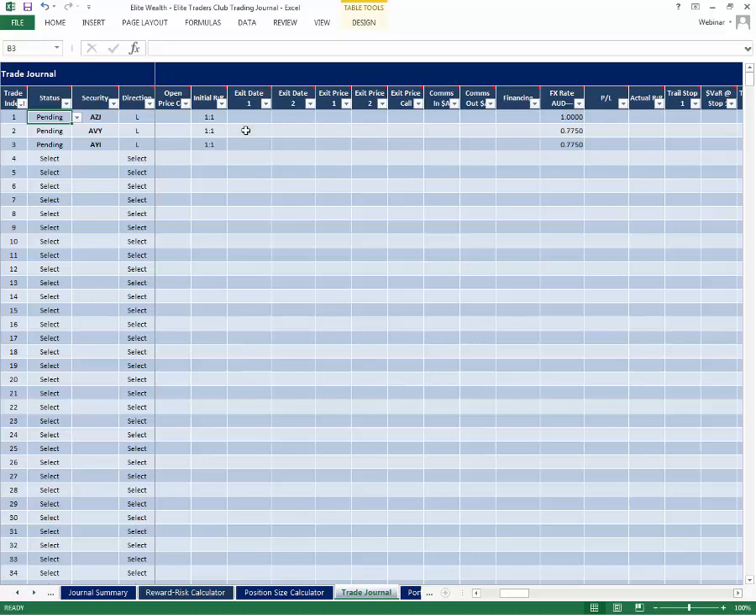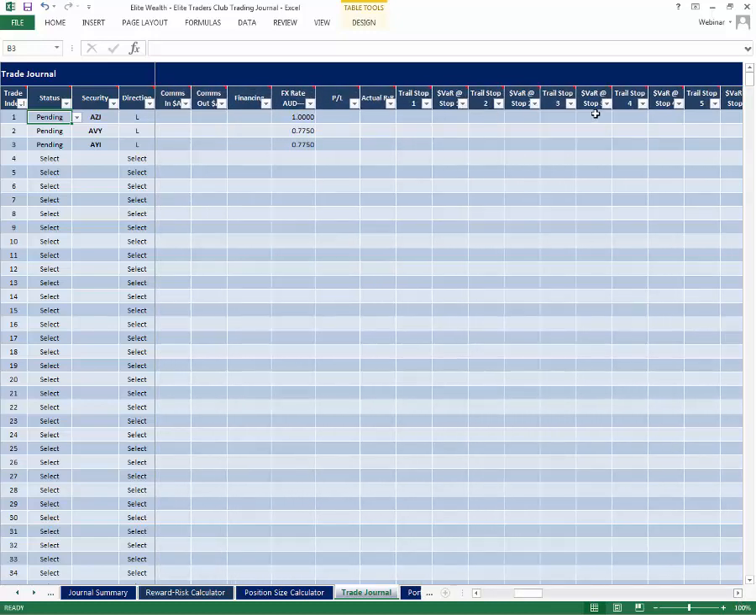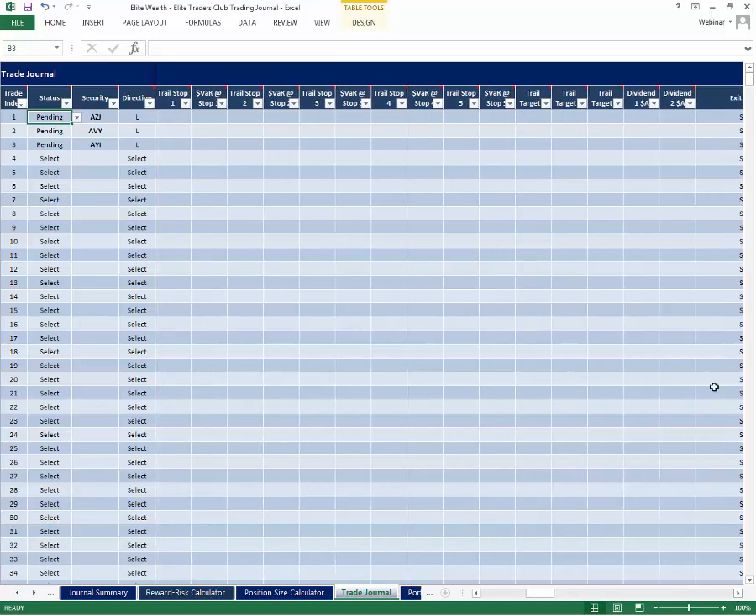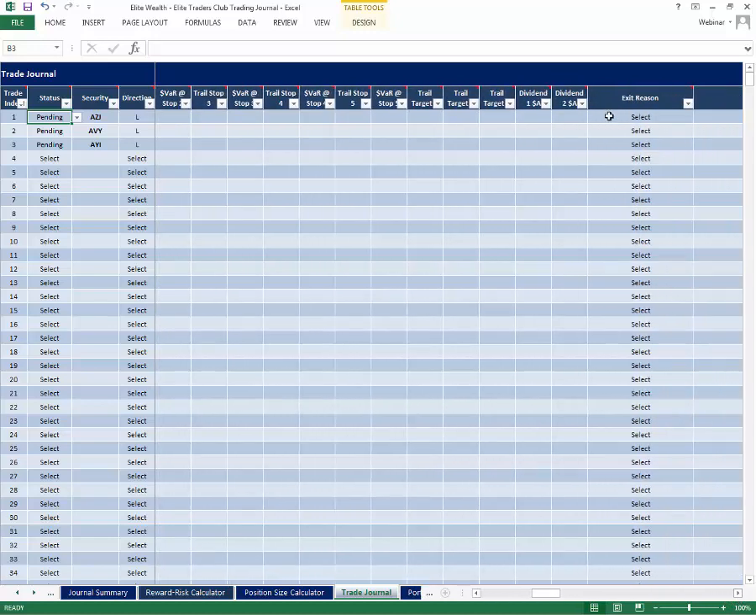We've got space for exiting, half exits on here, or full exits on there. Trading commission, financing costs on there. Profit and loss is a calculated cell. Once you've finished trading, that will calculate, as will the reward to risk on there. And as we scroll across, we've got trailing stops on there, so plenty of room there to put in your trailing stops on there. Dividends, and over here, the reason you got out of that trade on there.